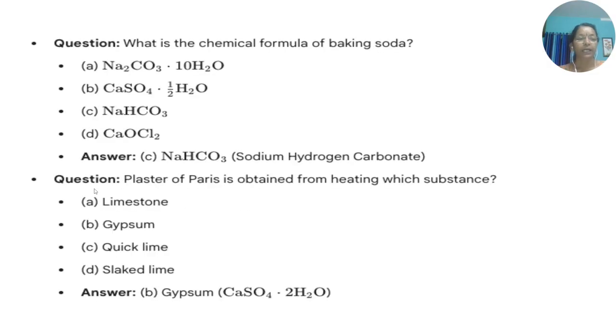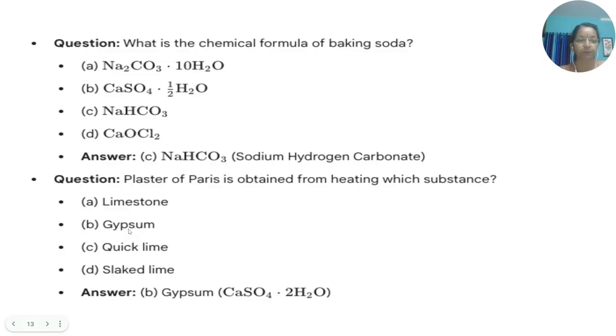Okay. Next question. What is the chemical formula of baking soda? The answer is very clear, NaHCO3. Next is plaster of Paris obtained from heating this substance. The answer is slaked lime. No, gypsum is the answer. Option B, gypsum. Plaster of Paris is obtained by heating gypsum at 373 Kelvin.